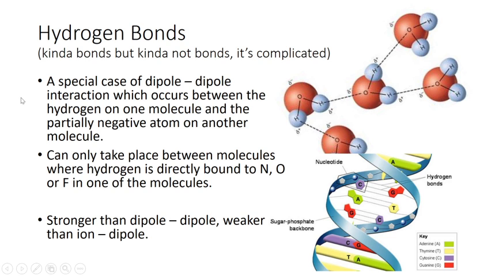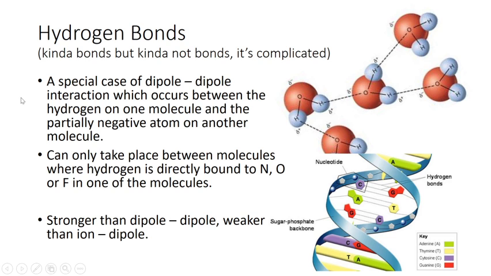So these bonds or interactions are stronger than dipole-dipole, but they're weaker than ion-dipole. And these are extremely important for life, right? Because hydrogen bonding is in water. It's what helps water to have a lot of the important properties that make it so great for living things.